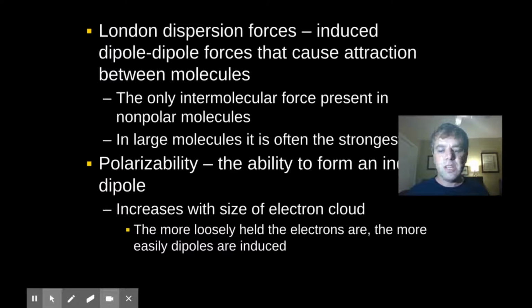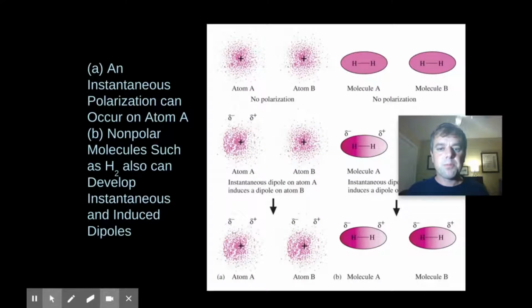So for instance, something like candle wax, which only has London dispersion forces, it's still a solid at room temperature because candle wax molecules are absolutely massive. I mean, they're many dozens of carbon atoms long with a bunch of hydrogen. So these huge molecules can form lots of London dispersion forces with each other to still hold them together as a solid, even though it's the weakest of the intermolecular forces.